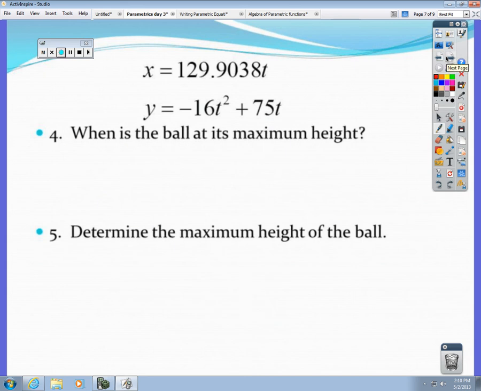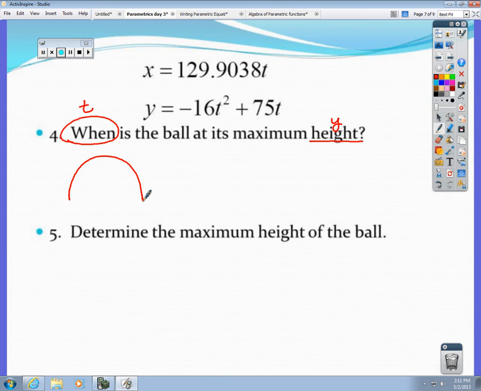Okay, number 4 is asking when the ball is at its maximum height. Okay, and height again tells me I'm going to do something with my y equation. And when tells me I'm looking for t. If you look at the y equation, -16t squared plus 75t, that is a parabola if I were just graphing the y. And since it's a -16t squared, it would be a parabola that is upside down.